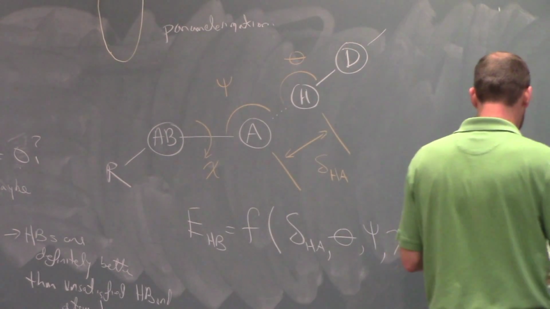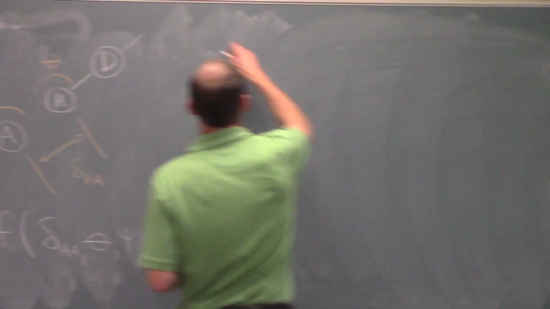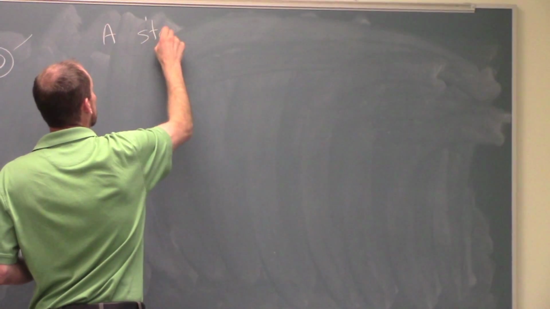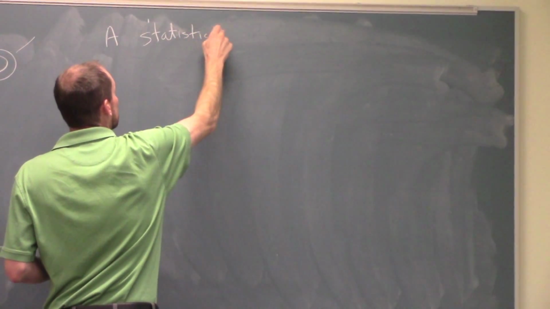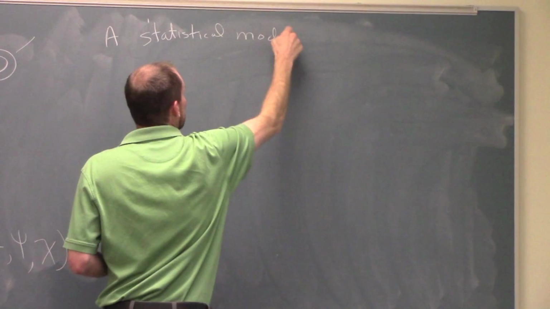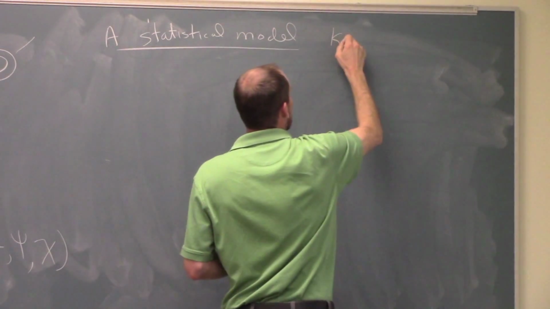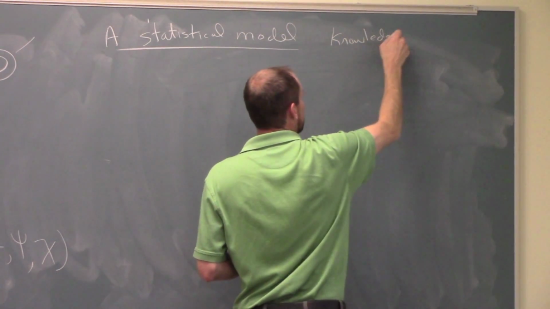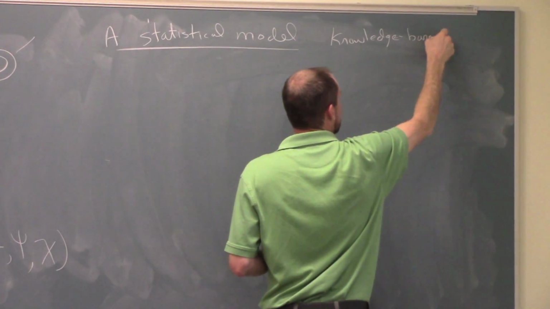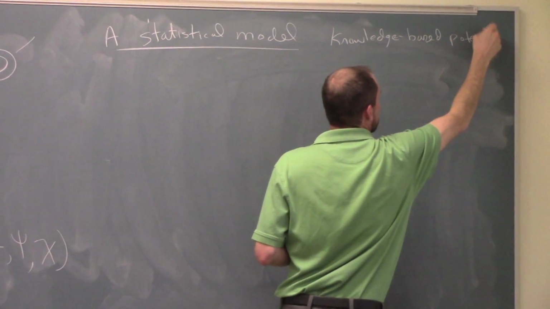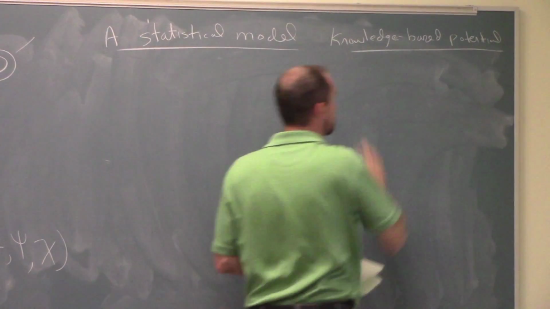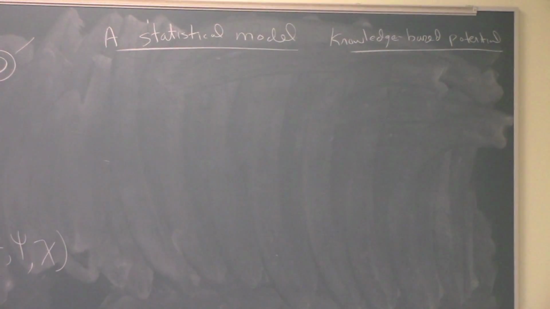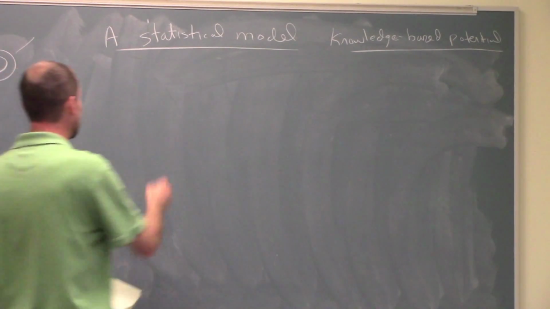Another way of doing this is using a statistical model. It's also called a knowledge-based potential. And I'm showing you this partly to contrast with the van der Waals, where we have a derivation based on electrostatic forces and induced polarity. There you get a theoretical expression. This is one that comes completely out of knowledge.